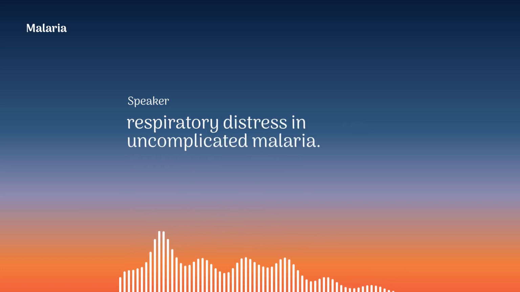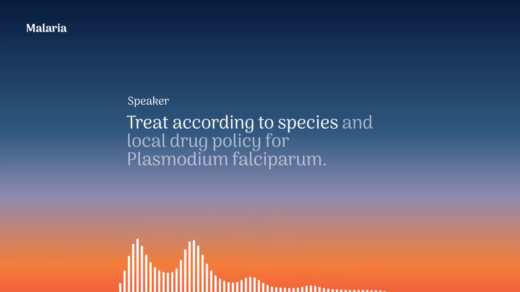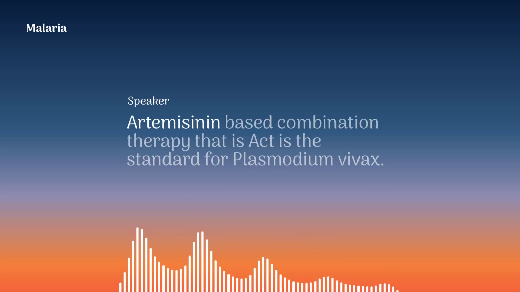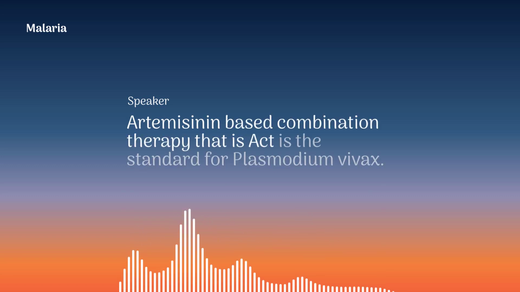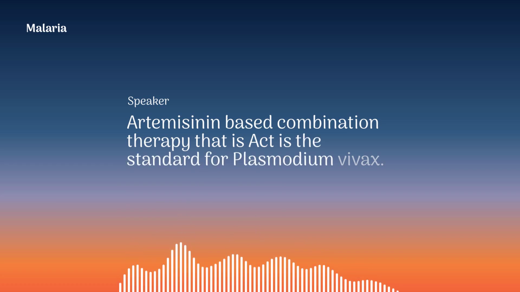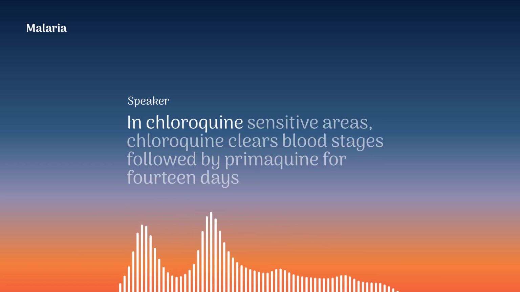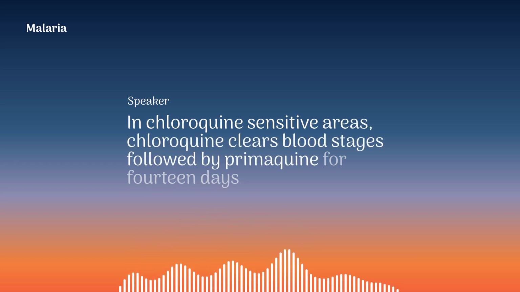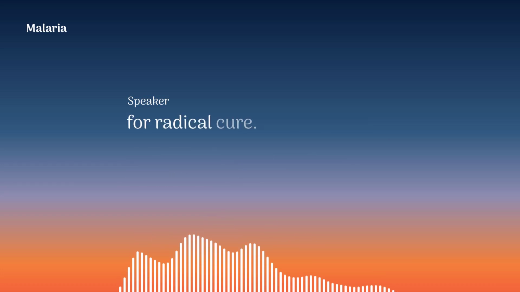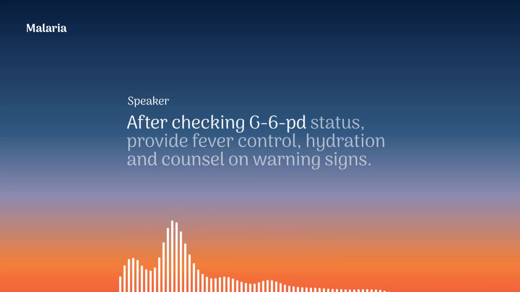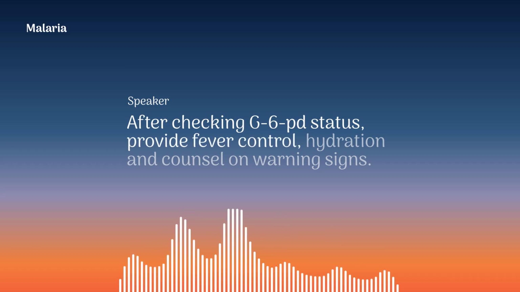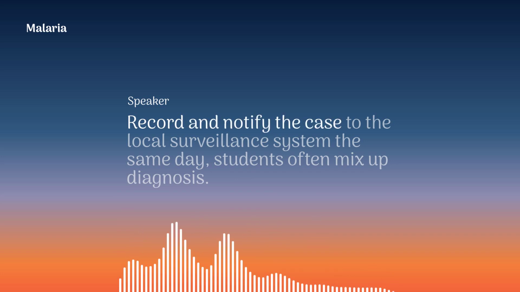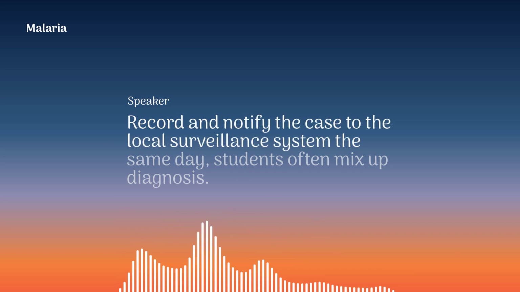In uncomplicated malaria, treat according to species and local drug policy. For Plasmodium falciparum, artemisinin-based combination therapy, that is ACT, is the standard. For Plasmodium vivax, in chloroquine-sensitive areas, chloroquine clears blood stages, followed by Primaquine for 14 days for radical cure after checking G6PD status. Provide fever control, hydration, and counsel on warning signs. Record and notify the case to the local surveillance system the same day.